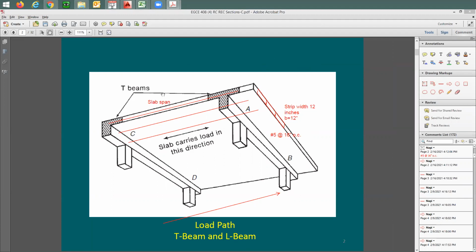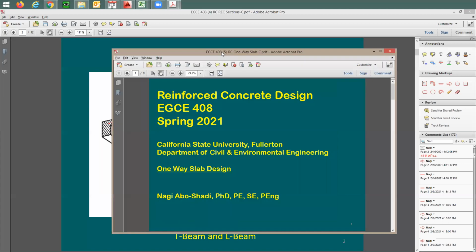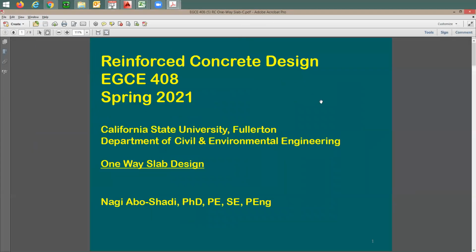No load is going to be moving in this direction. So the load first is going to be coming from the slab to these two beams and then to the columns. In this case, I call this a one-way slab. Now let's look at the slab design and the definition of one-way slab in more detail.